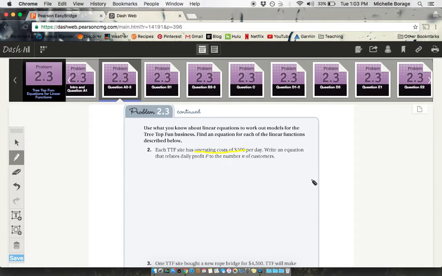So hopefully when you were thinking about the difference between income and profit, we thought about the fact that income is just what's coming in. Profit also takes into account what's going out. So now I want you to use that equation you wrote, but I want you to also take into account the fact that they have this cost of $500 per day. So go ahead and pause the video and try to write a new equation that shows their profit P related to the number n of customers.